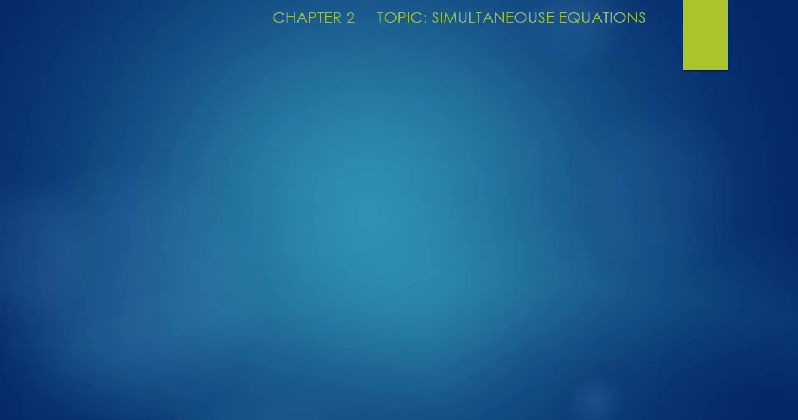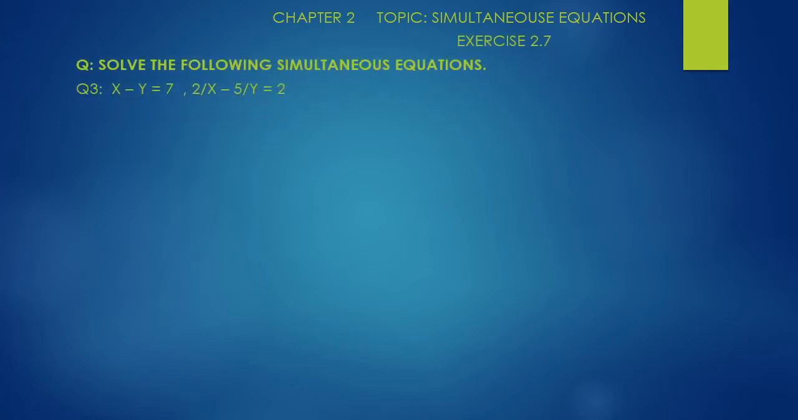Topic simultaneous equations, chapter number 2, exercise 2.7. Question number 1 is x minus y is equal to 7, 2 divided by x minus 5 by y is equal to 2. It is another type of simultaneous equations. So x minus y is equal to 7 is equation number 1 and 2 by x minus 5 by y is equal to 2 is equation number 2.